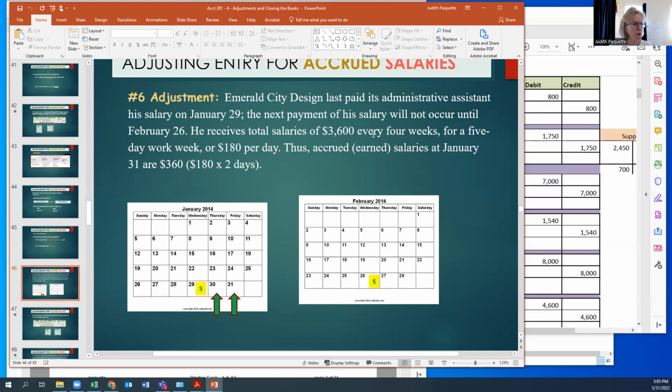So he receives total salaries, $3,600 for a 5-day work week or $180 a day. So the question always is, how much does the company owe its employees as of the cutoff date? And the cutoff date is the end of the month or the end of the year. How much do they owe them that they haven't paid them yet?